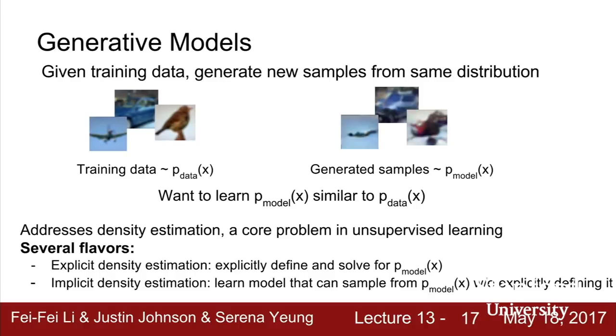And generative models address density estimation, this problem that we saw earlier of trying to estimate the underlying distribution of your training data, which is a core problem in unsupervised learning. We'll see that there are several flavors of this. We can use generative models to do explicit density estimation, where we explicitly define and solve for our P model. Or we can also do implicit density estimation, where we learn a model that can produce samples from P model without explicitly defining it.